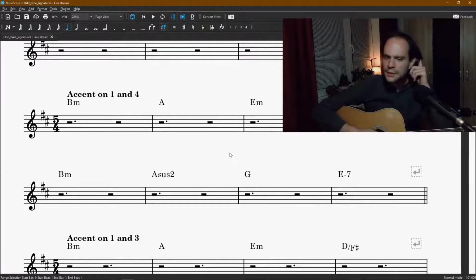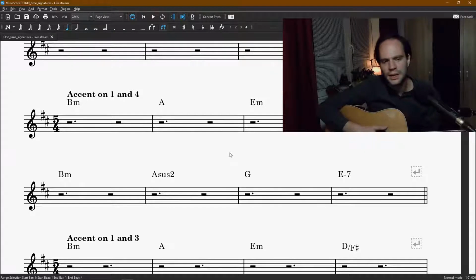And I think this concept of odd time signatures was quite daunting for me in the beginning. Remember, I did not understand it that well. It took me quite some time. Well, it's actually quite simple.